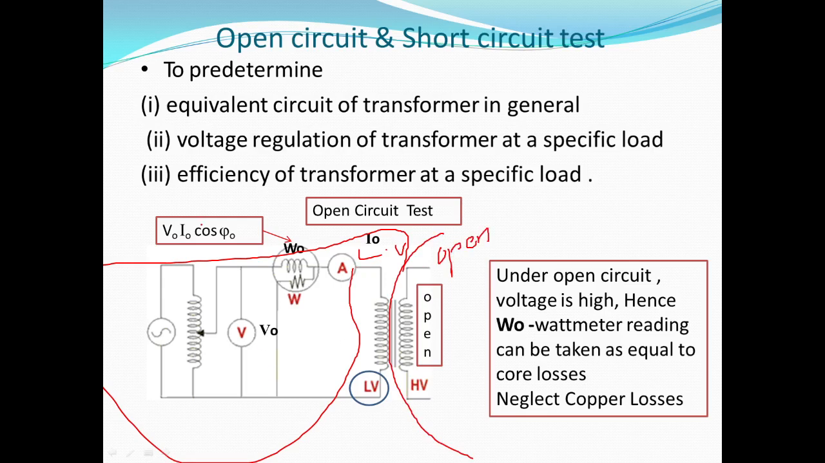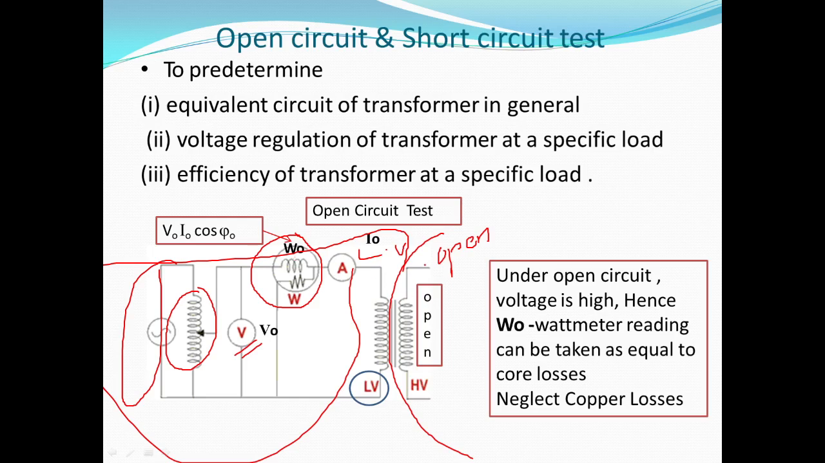Here the supply is connected through an auto transformer in order to get a variable voltage. This voltmeter measures the input voltage. Here the ammeter is connected; the current flowing through the transformer is measured with the help of the ammeter. This wattmeter gives the idea about the input power, which is equal to the core losses. Why core losses occur, we will discuss in detail in the next slide.